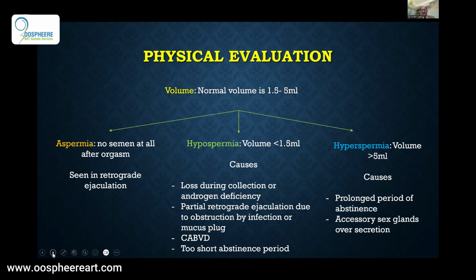Now, hyperspermia, where you see a volume of more than 5 ml, we have not seen so commonly, but we have seen a man ejaculating 8 ml or 9 ml of semen volume. Rarely it can happen with a prolonged period of abstinence, but generally it is overproduction of secretions from the accessory sex glands that causes hyperspermia, which is not a problem, by the way, even if the volume is more.